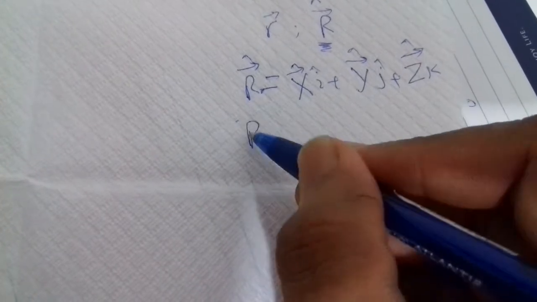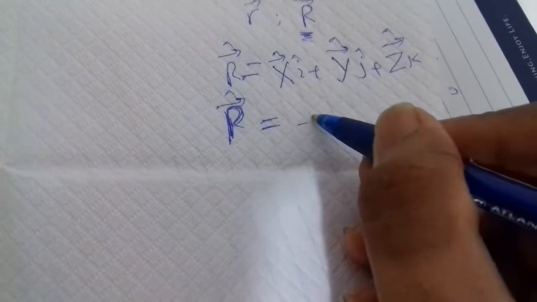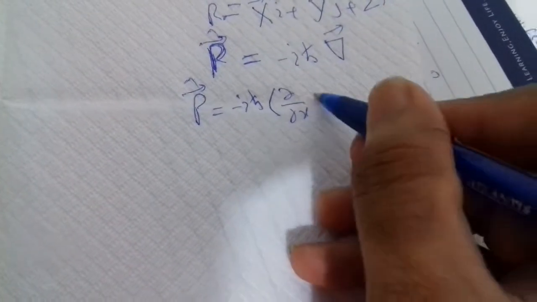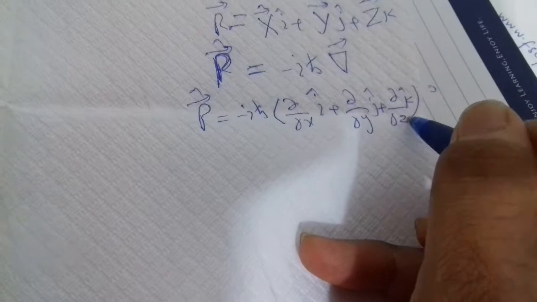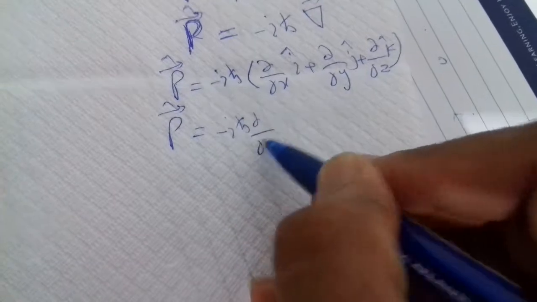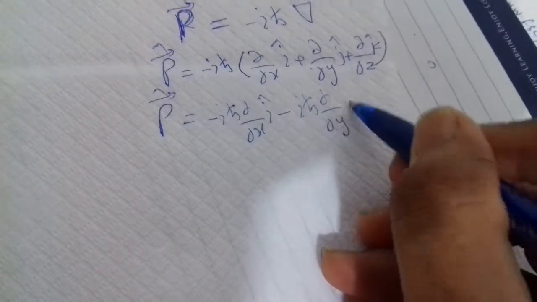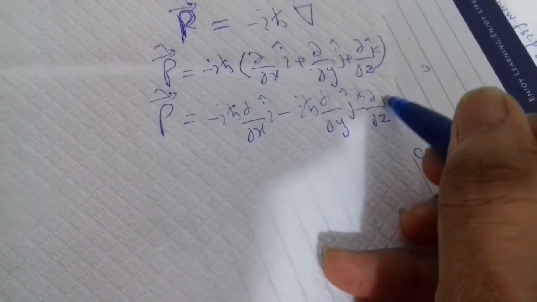And the operator of momentum P is equal to, as we have proved before, minus iota h cut del, where del is a vector operator and its value is curly by curly x i hat plus curly by curly y j hat plus curly by curly z k hat. Or we can say that if we multiply minus iota h cut with each of these three terms, we get minus iota h cut curly by curly x i hat plus minus iota h cut curly by curly y j hat and minus iota h cut curly by curly z k hat.